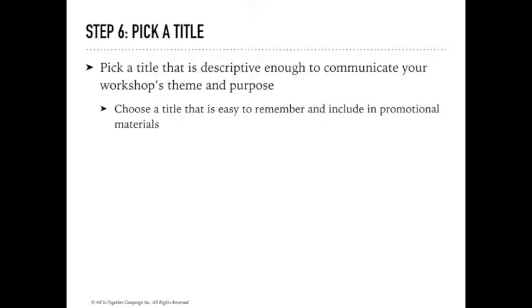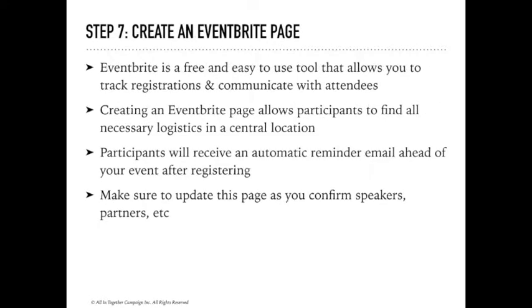the last basic piece of the planning process before getting into the content of what you actually want to do during your workshop is picking a title for your workshop that's going to be descriptive enough that, when you're telling people to come to your workshop, they understand sort of the gist of what you plan to cover, and is simple enough that it's easy for people to remember and easy for you to send out in an email and put on a flyer and have people understand what you plan to do. So once you have all of that set, it's time for you to go ahead and make your Eventbrite page.